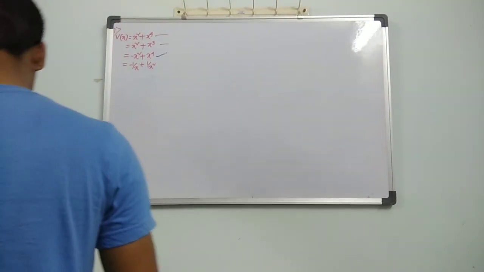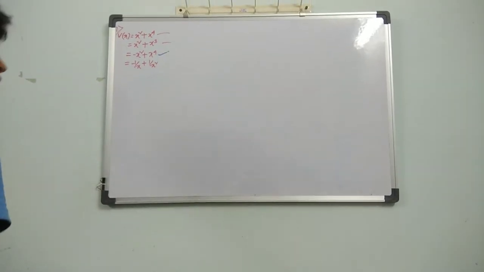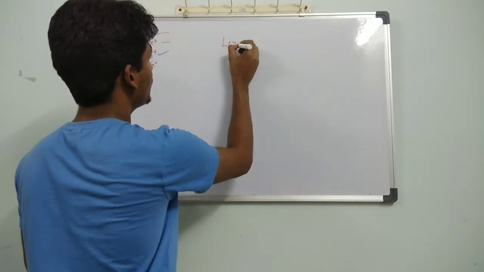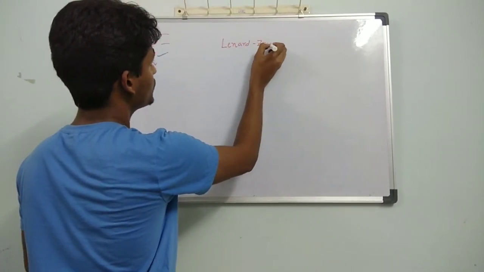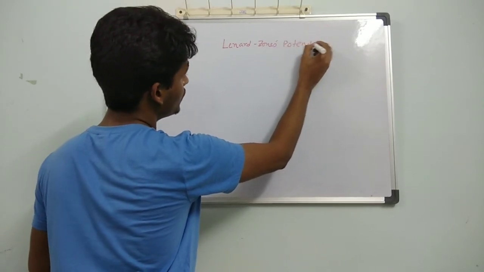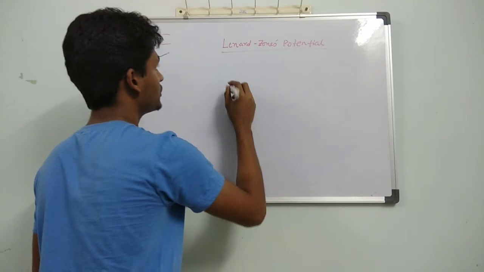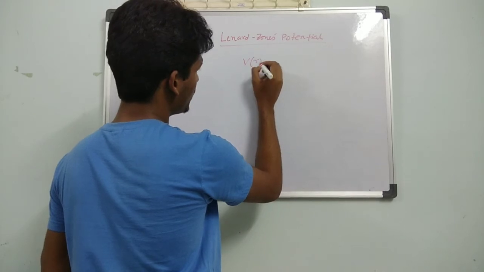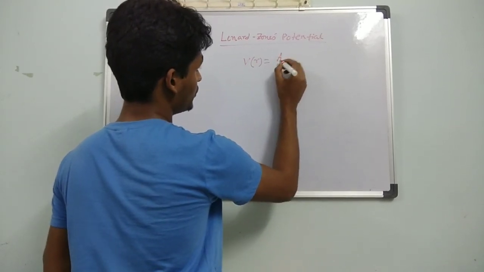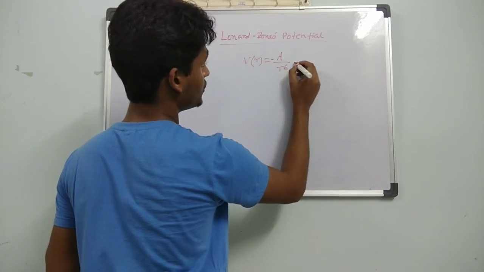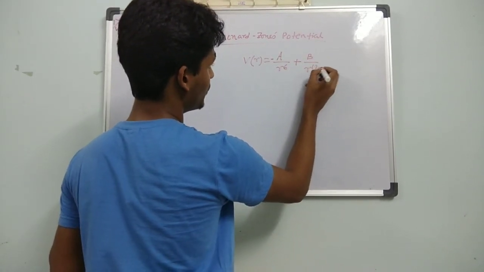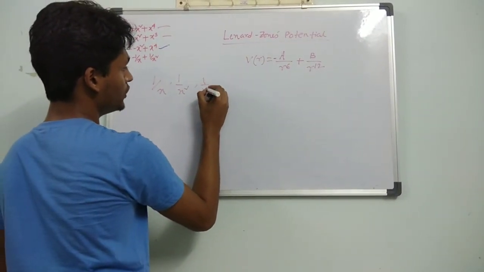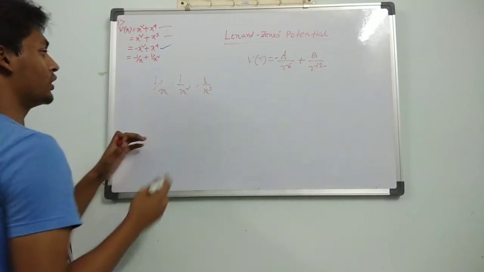So I'll take one example from chemistry and I'll finish this video here. You already know about the Lennard-Jones potential. In various topics of chemistry, these things have been discussed. What that is telling is V of r, potential is a function of r, that is going to be 1 by r to the power 6 plus b by r to the power 12. And I already told you 1 by x, 1 by x square, 1 by x cube, the functions are very much similar to each other.